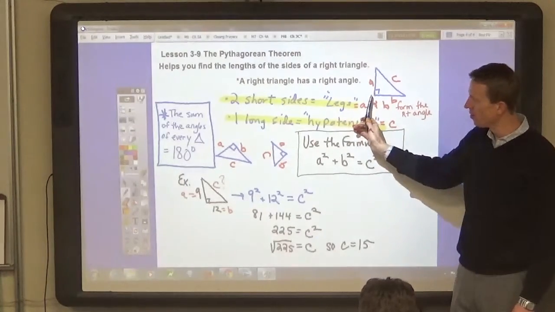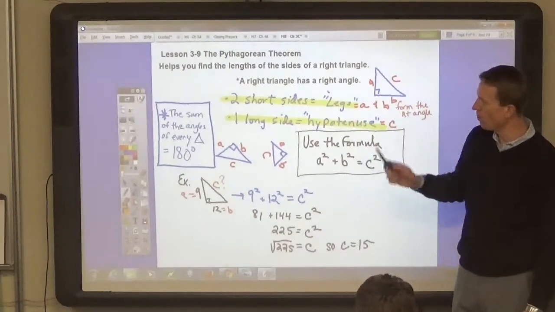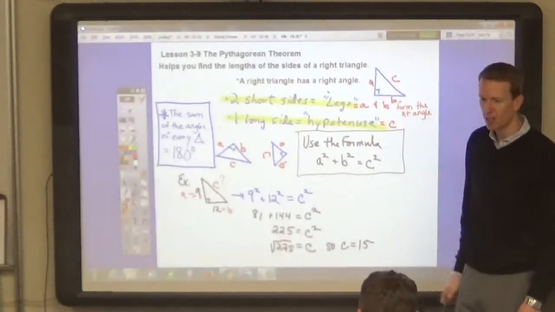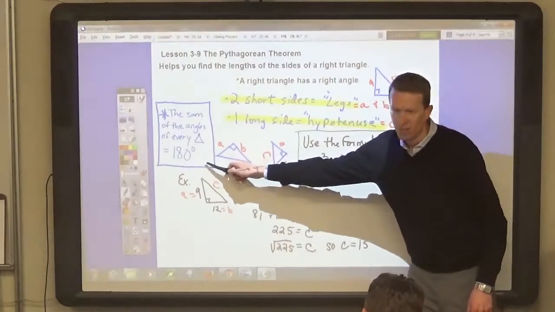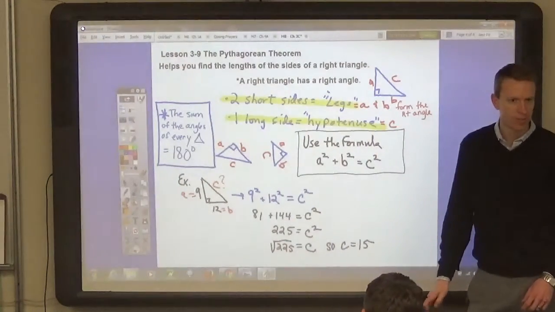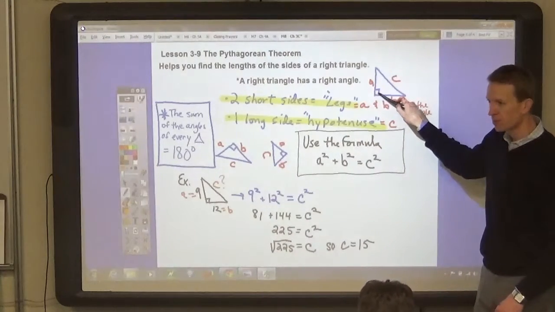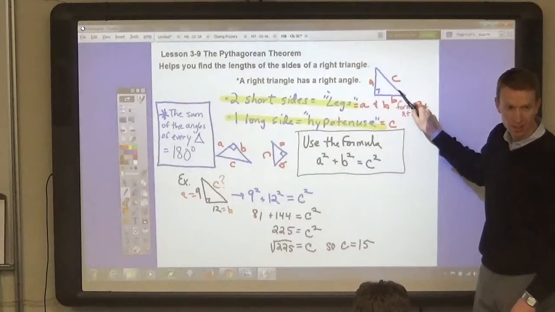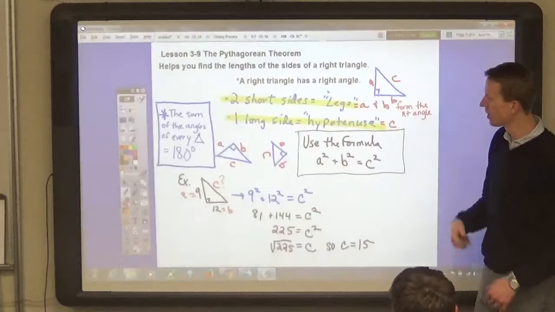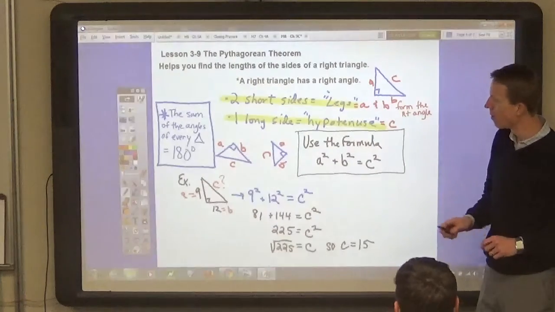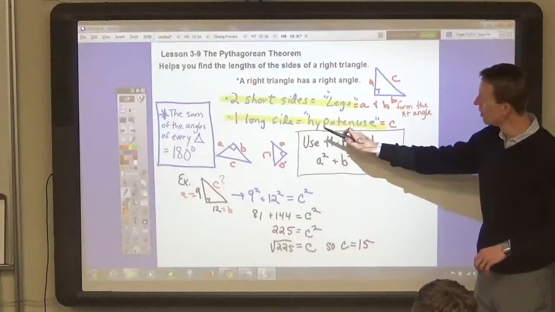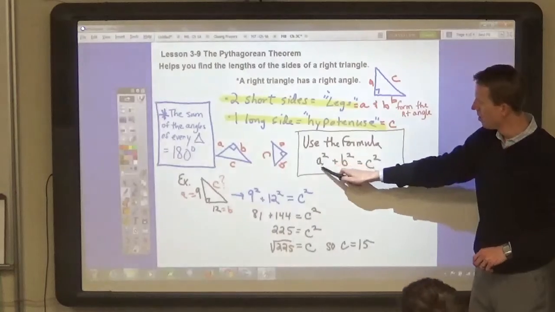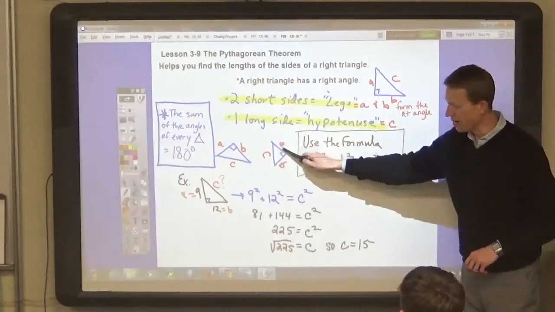All right? Also, remember, just as a good quick review, the sum of the angles of a triangle always equals how much? 180. Okay? So if this is 90, then the other two have to equal 90 together. Just to review how angles in triangles work. But we're not talking about angles. We're going to use the Pythagorean theorem to find the lengths of the sides.